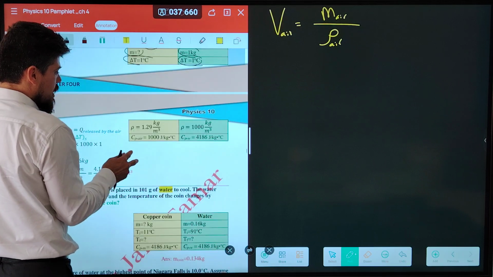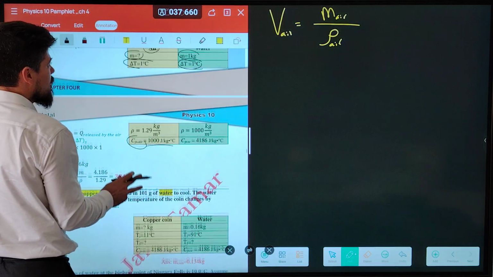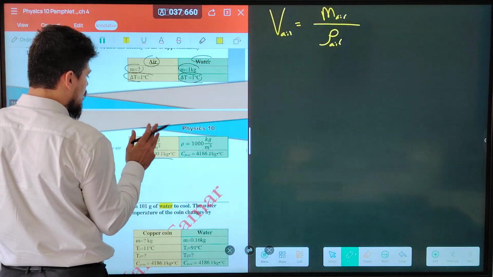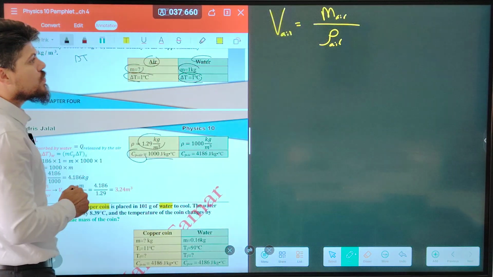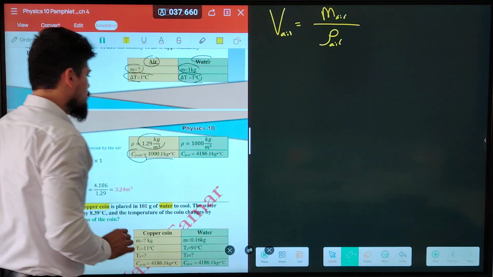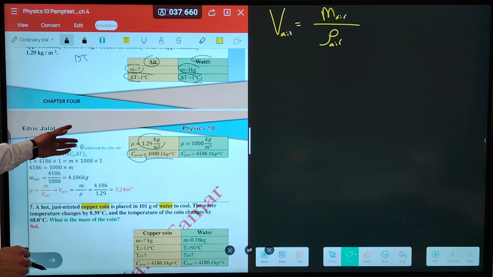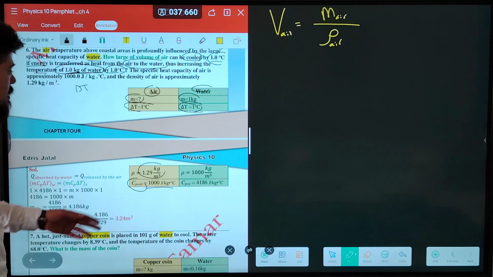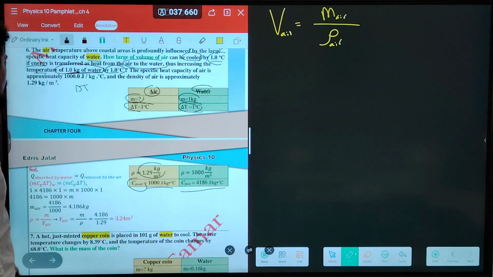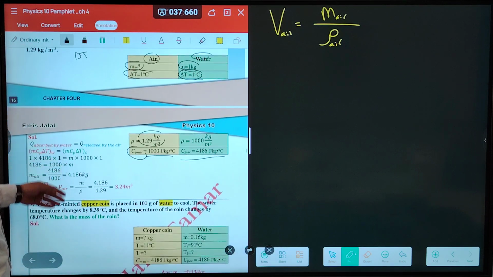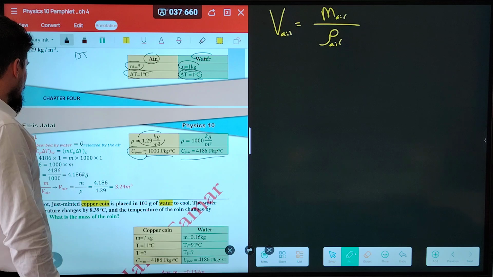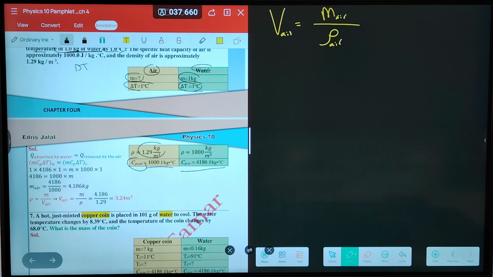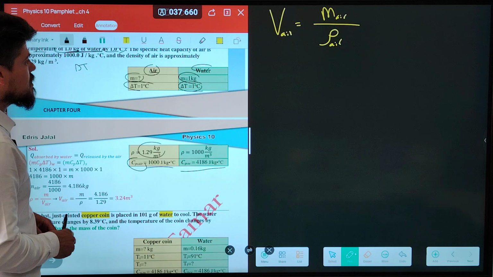Cp for air is equal to 1000. The density of air is approximately 1.29, and the density of water is 1000 kilogram per meter cube. The specific heat capacity is also known for the water. So in this case, which one releases and which one absorbs? Absolutely, the water absorbs and the air releases.